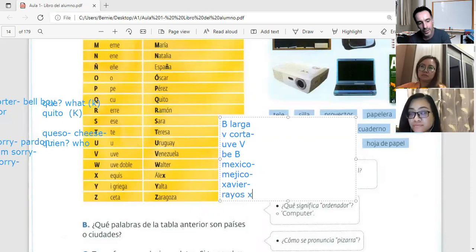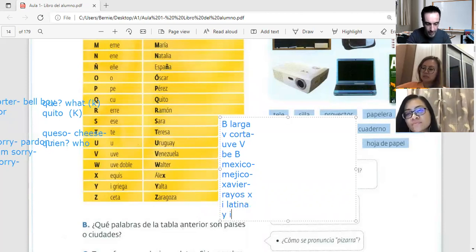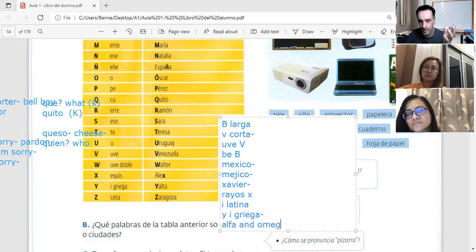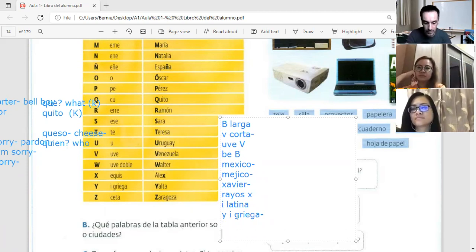And then we have Y. If you see, it's the same like the first E. This one is Y latina. And this one is Y griega because it came from the Greek alphabet. It's like the alpha and omega, all these letters came from the Greek, but we don't have alpha and omega. We have only the Y griega. The pronunciation sounds like the other E.